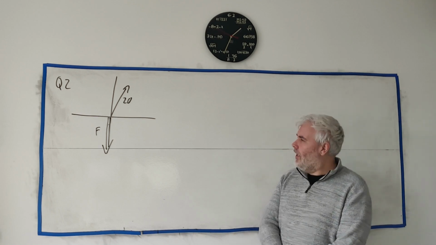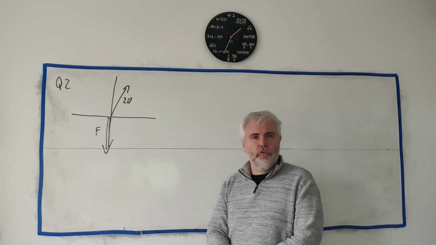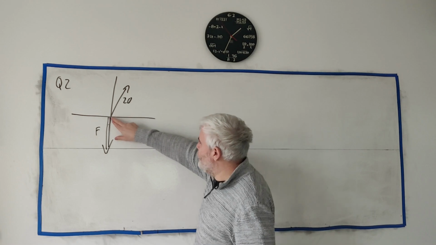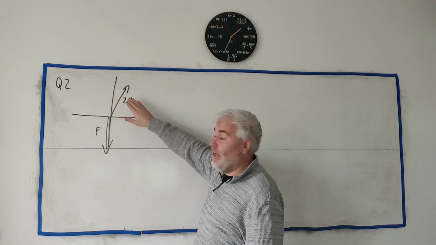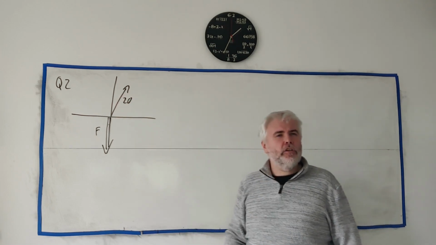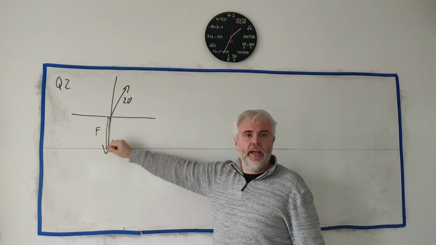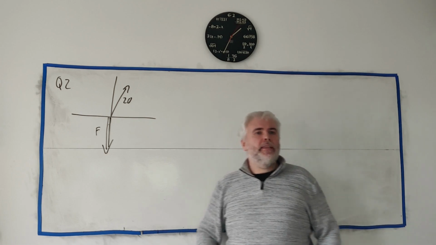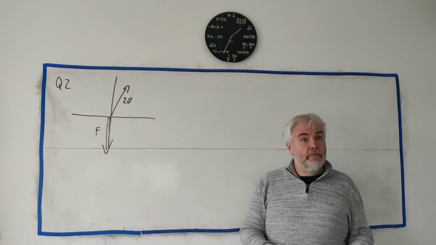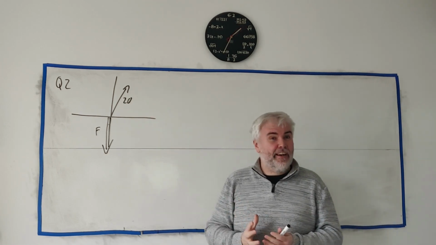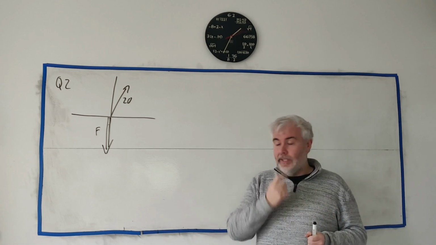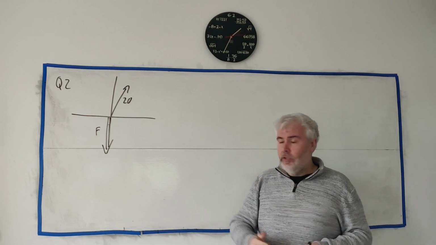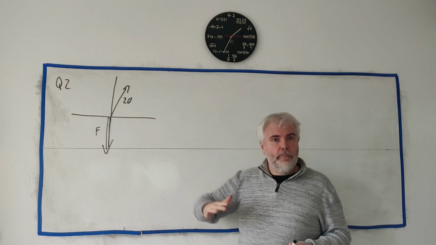In question 2, they give us a force diagram with two forces. One force is going up and slightly to the right, and that's 20 newtons. And the other force is going straight down, and that's F newtons. So we don't know this number here. They then tell us that the resulting force, the force when you add these two together, has no component in the y direction. So it won't go up or down.